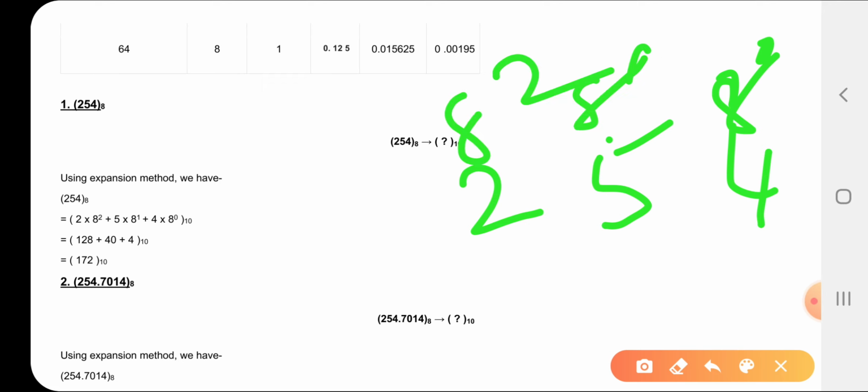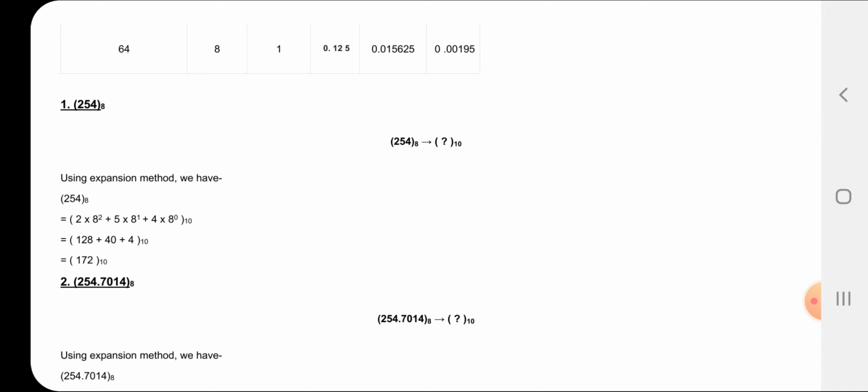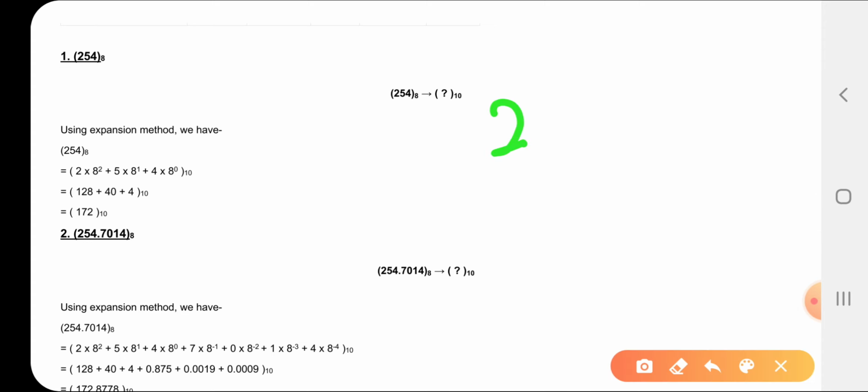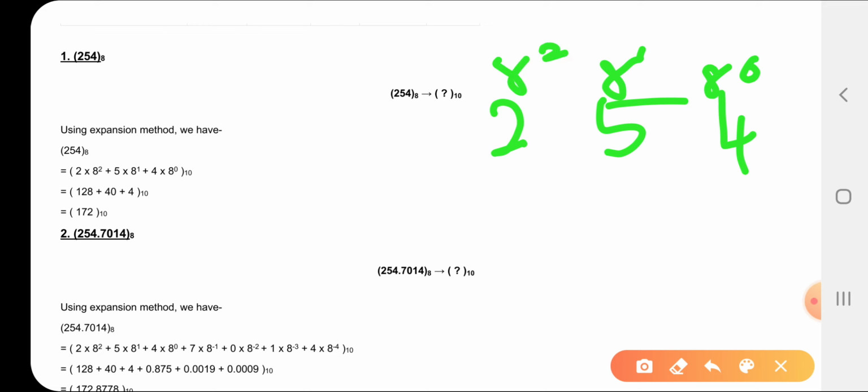Then you go to the next step. First, when a number comes, write that number, that is 254. So give a space and write separately. Then you write the positional value 8 power 0, 8 power 1 and 8 power 2.